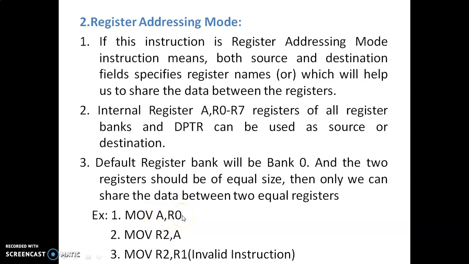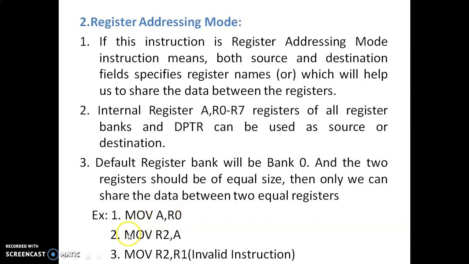So here you can use the internal register A, and even you can use R0 to R7 of any register banks, and even DPTR can be used as a source or destination. Okay, and the default register bank will be bank 0, and the two registers whatever you are taking here as a source field or destination field should be of equal size. Then only we can share the data between two equal registers.